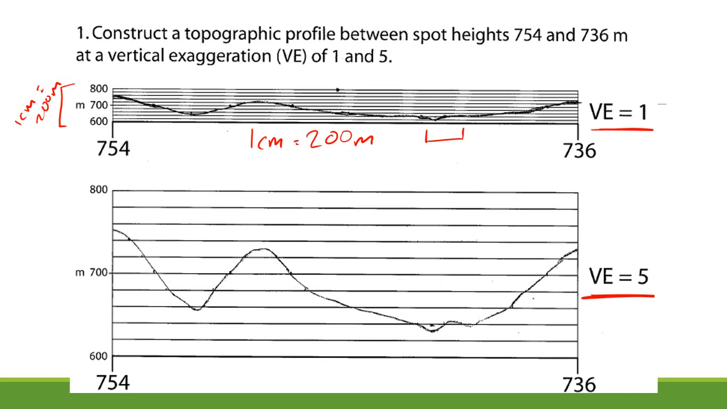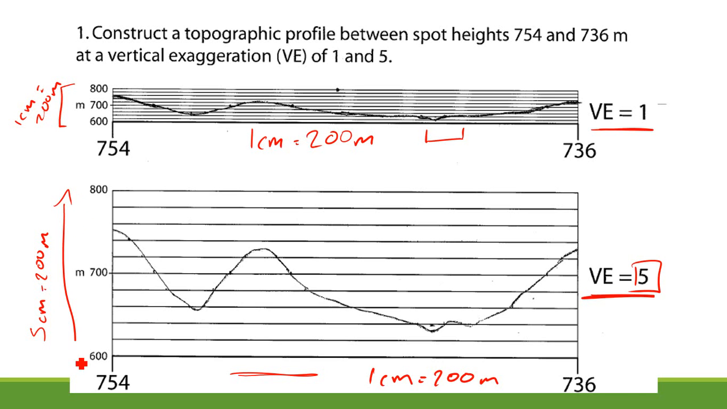The one down here, however, is vertically exaggerated. Remember, the horizontal scale along here is always going to be the same as the map scale. So this is still 1 centimeter equals 200 meters, just like the other one, but this scale was vertically exaggerated by 5 times. So we had VE equals 5, and so that means that 5 centimeters equals 200 meters on this particular scale. So that's really the only difference between these two. Otherwise, the topographic profiles should look fairly similar, it's just that this one has been stretched by 5 times in this direction. So I'm not going to spend too much time on that.